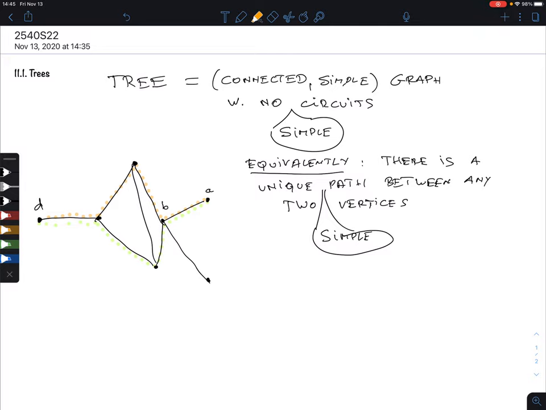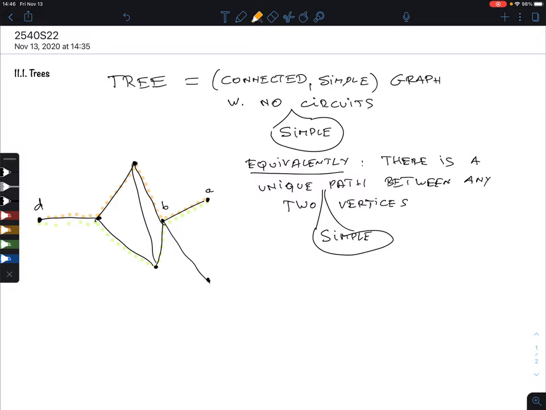So now it's even worse, but okay, I'm not going to give the argument here, but you see what the problem is that the book has. The book says, okay, go from A to D in two different ways, go from A to D and then return on the other path and you have a circuit.